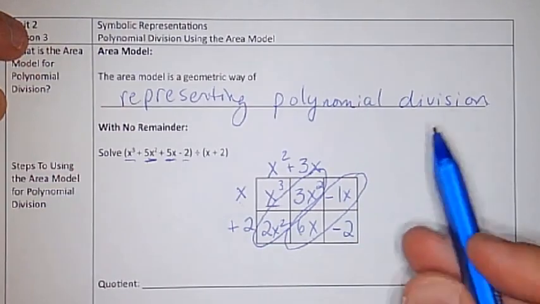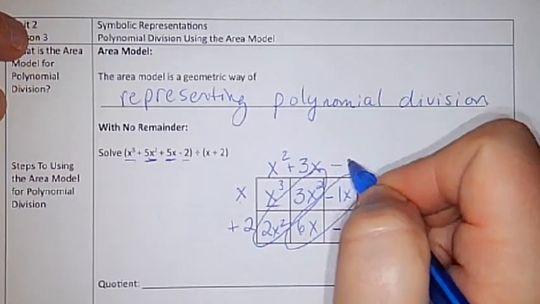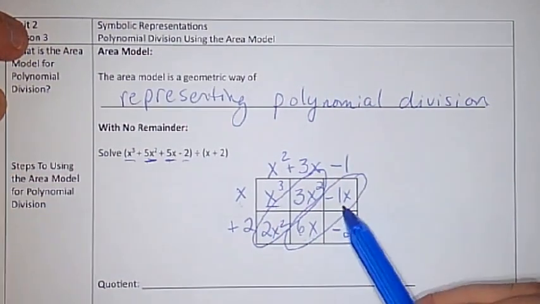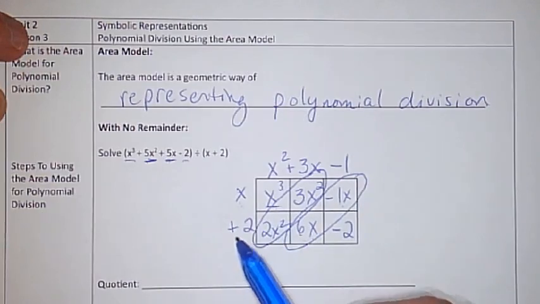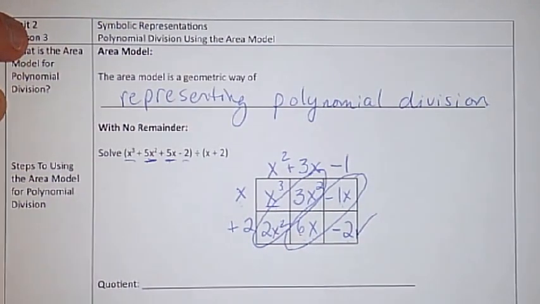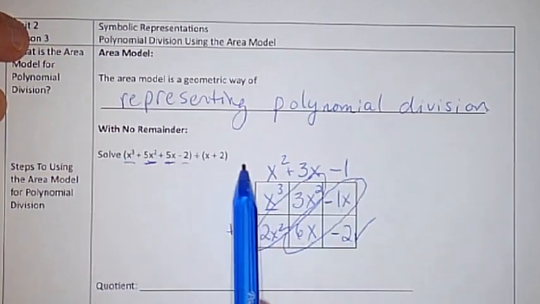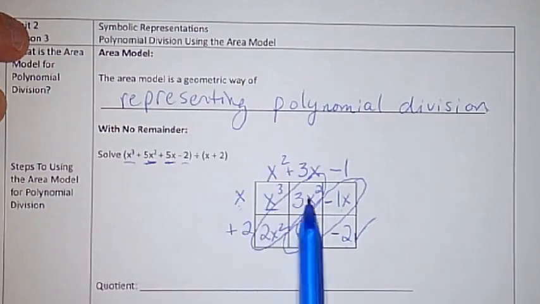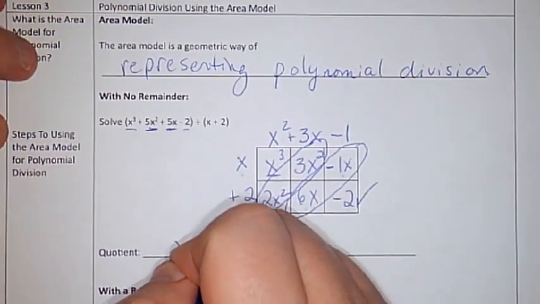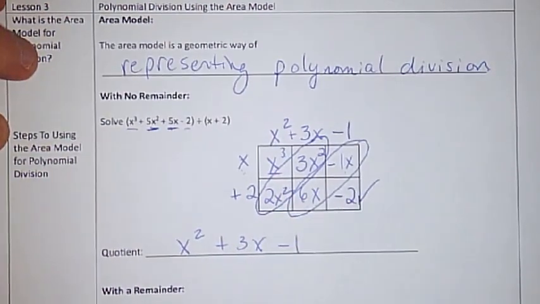And we begin again. x times what gives me negative 1x? That's negative 1. So negative 1 times x is negative 1x. Negative 1 times 2 is negative 2. That checks out. So when I go to write my quotient, I'm only going to write what's up here across the top. So I'm going to say that my quotient is x squared plus 3x minus 1.